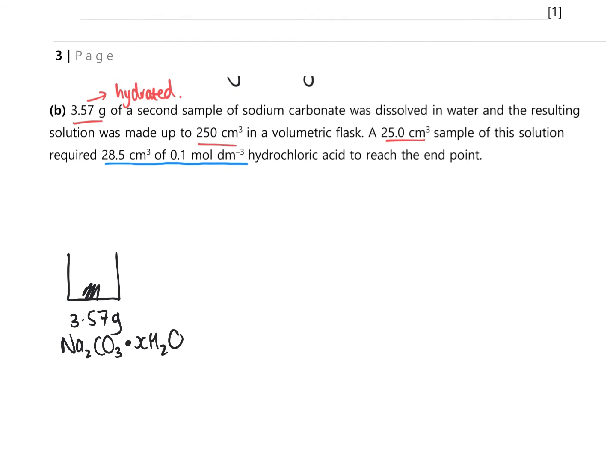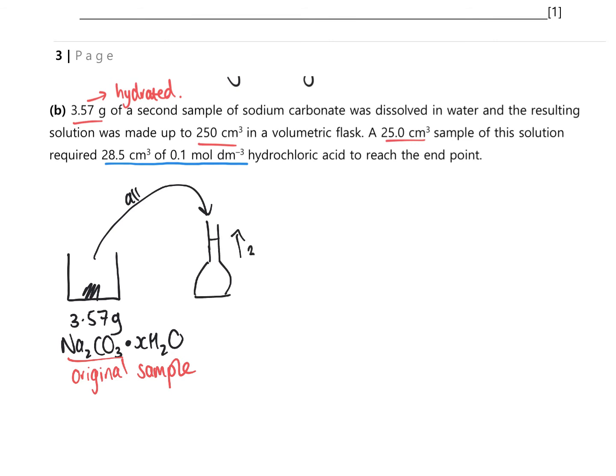So that's essentially your original sample. We want to work out how many moles of sodium carbonate we have in this original sample. That gets us the number of moles of our anhydrous salt, and we can work out the mass of the anhydrous salt and then the mass of the water. So it will all be transferred into a volumetric flask and made up to 250 centimetres cubed. Okay, so that's going to be then our sodium carbonate solution.